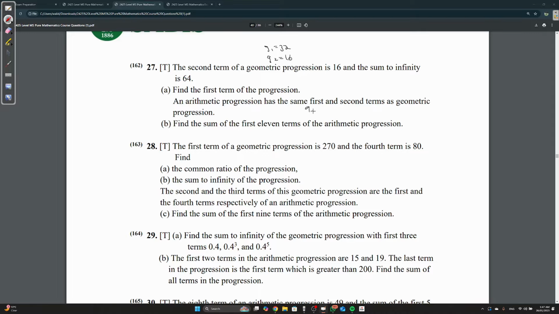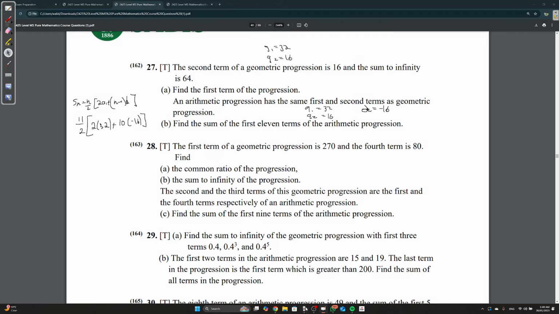So we know that a1 is equal to 32, a2 is equal to 16. So obviously the constant difference is negative 16, right? What's the sum of the first 11 terms? Sn is equal to n over 2. Since we don't have the 11th term, we're going to work with 2a1 plus n minus 1 d. So n over 2, 11 over 2, 2a1, so 2 times 32, plus n minus 1, so 11 minus 1, which is 10, times negative 16.